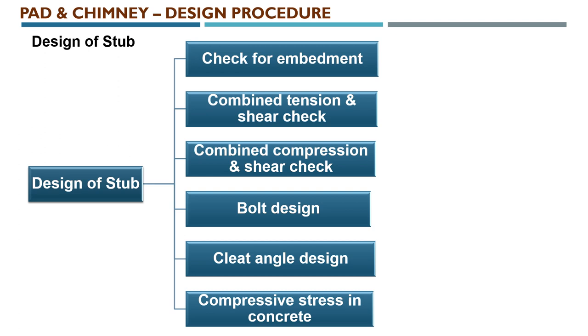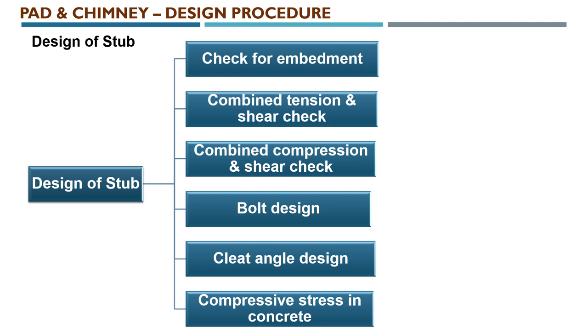For design of stub, we need to do check for embedment. Embedment is nothing but how much length of the angle member, stub member, is to be inserted into the concrete. So this is based upon the bond stress of concrete we need to calculate, and the interaction of the steel with the concrete we need to calculate. Second one is combined tension and shear check we need to do. Combined compression and shear check we need to do.